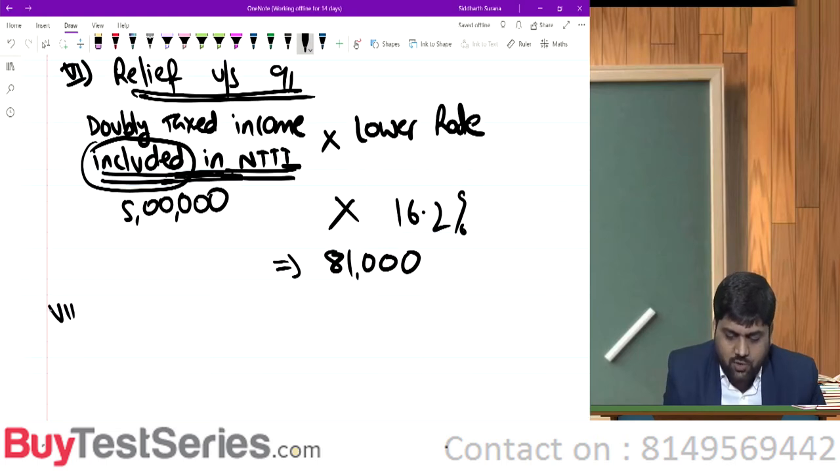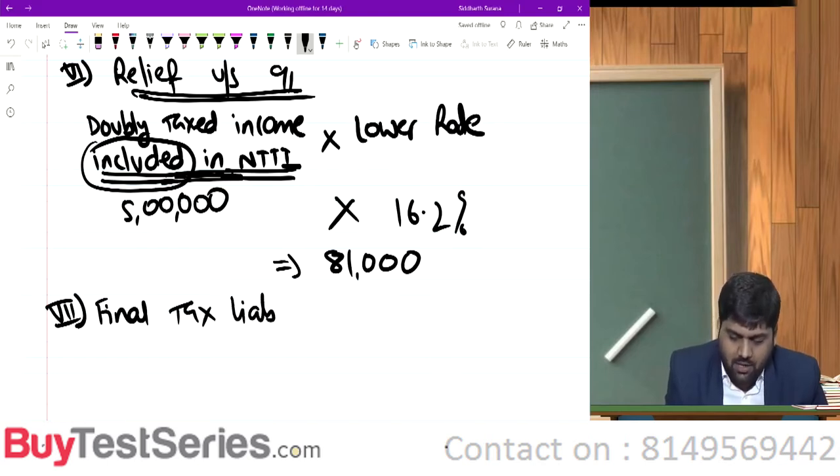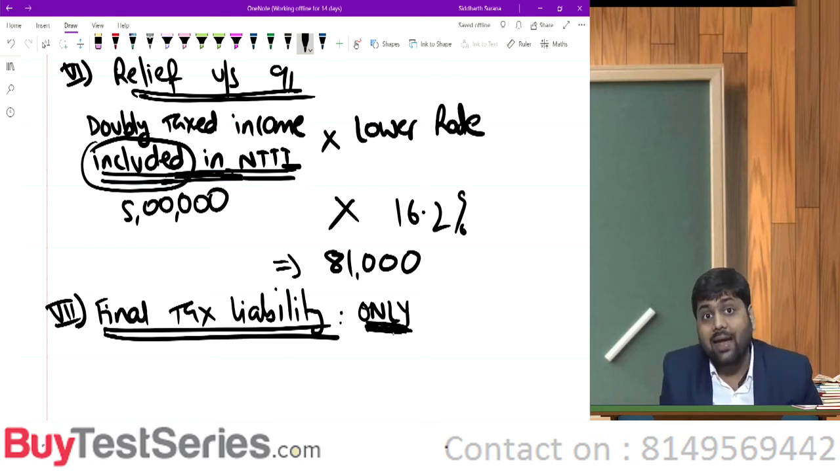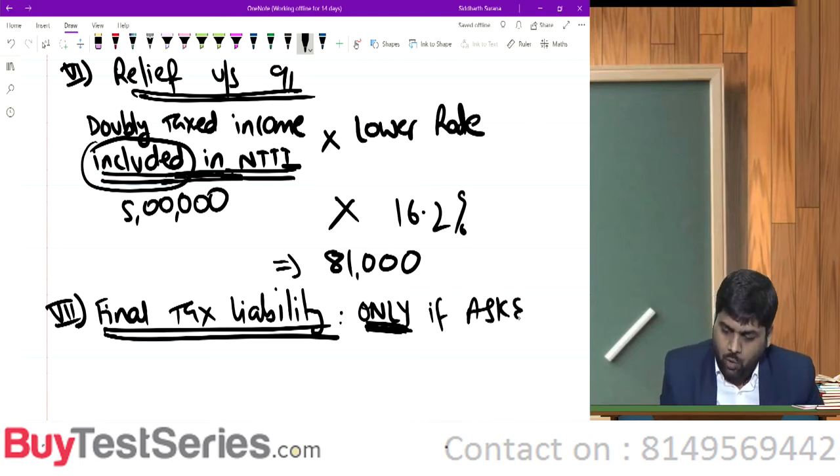After this, there is going to be a final step. But this final step, that is your final tax liability, you will be doing this only and only if asked. Only if you are asked.